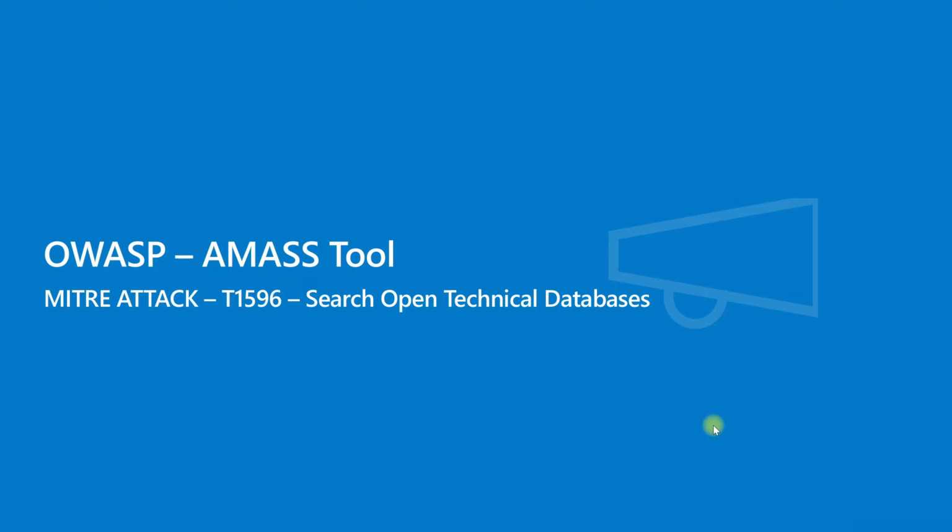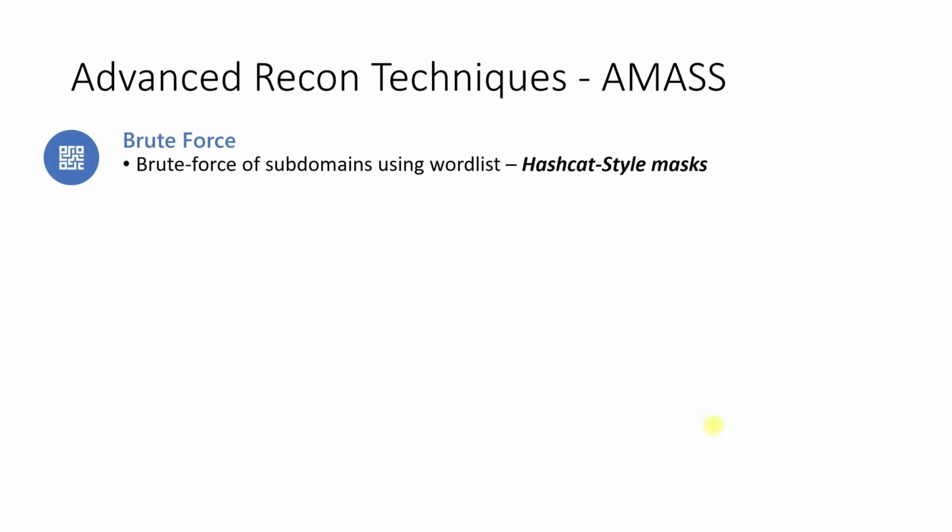Let's jump on to some of the key capabilities which this tool provides. First is brute forcing. This tool is quite useful when it comes to brute forcing because it has different techniques to brute force from a hashcat style mask. What does this mean? For example, you have a web domain called abc.com, and it will look for mail.abc.com, ftp.abc.com, such kind of style brute forcing.